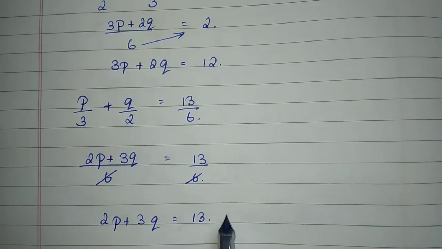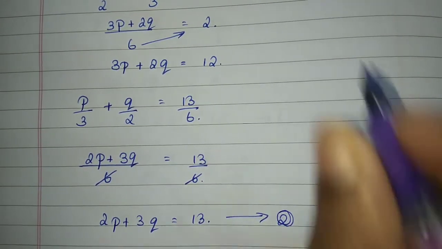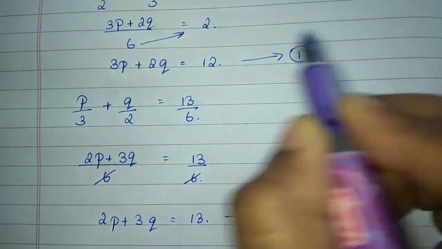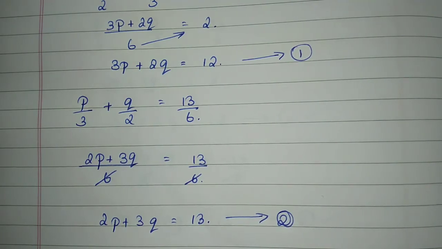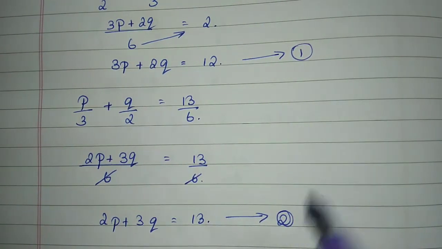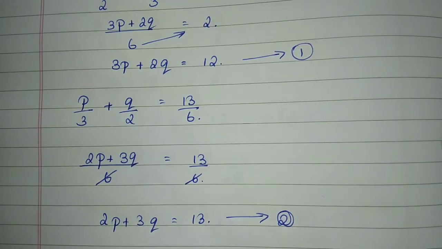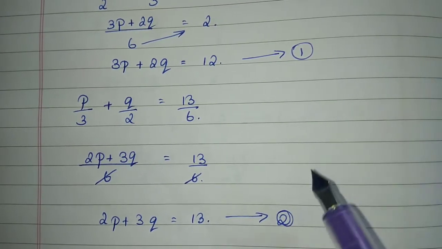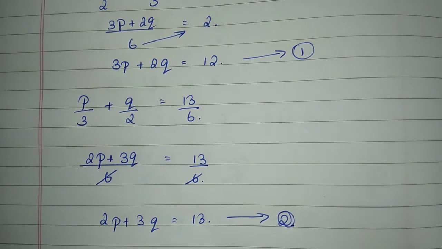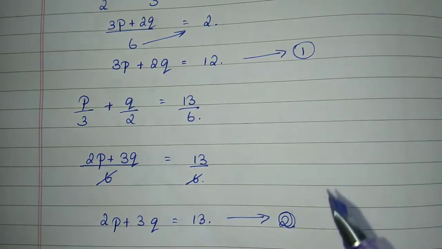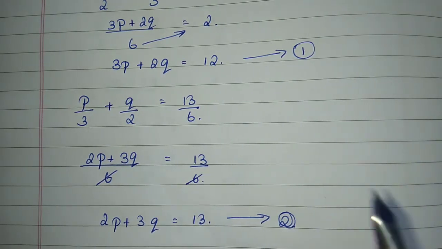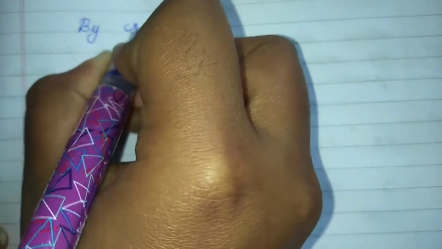Let this be equation 2 and let this be equation 1. These are the two required equations that we want. Now we can directly apply any one of the methods. Let us use the algebraic method itself. In that algebraic method, let us use the cross multiplication method in order to find the values of p and q. Then we will substitute to find x and y. So now I'm using the cross multiplication method.